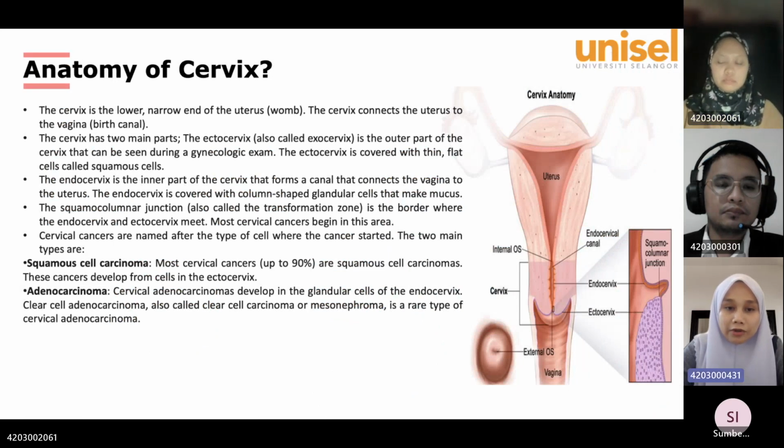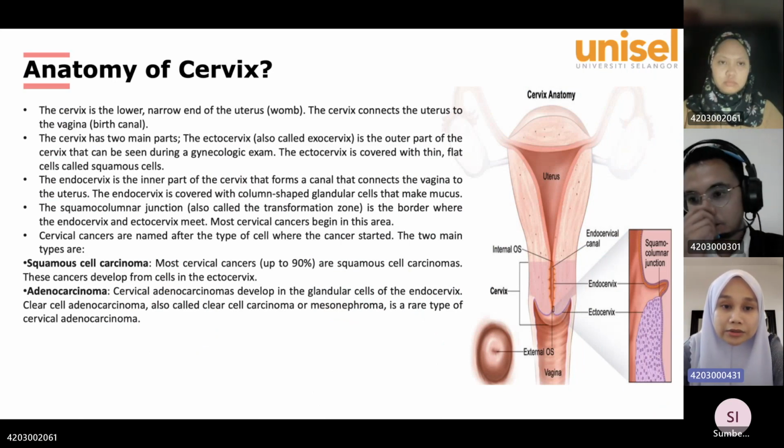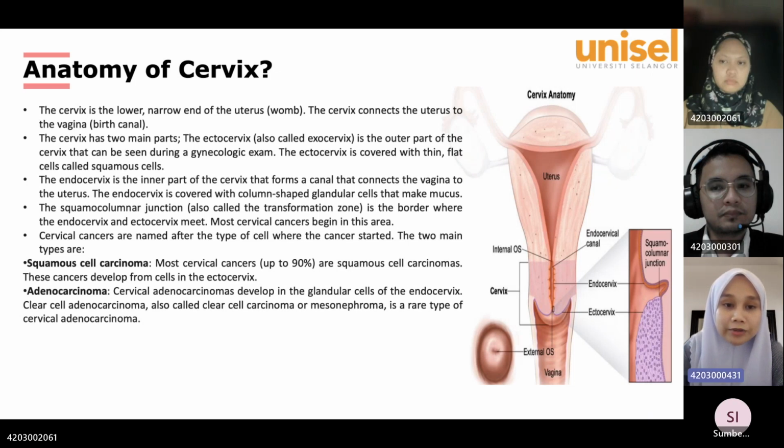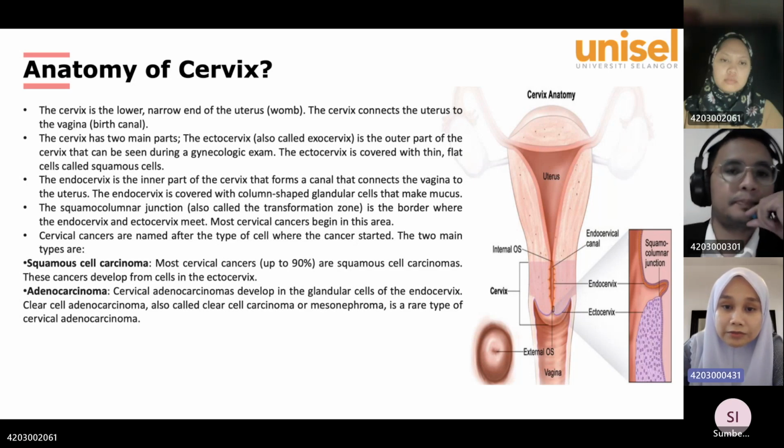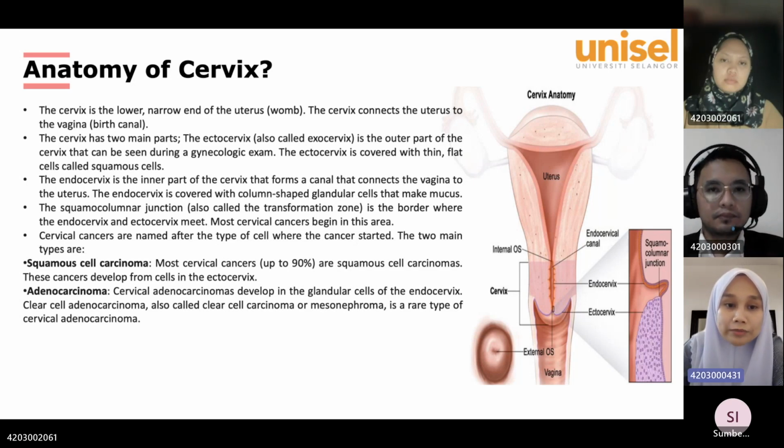Okay, first of all, let's refresh in general about the anatomy of the cervix. The cervix is the lower narrow end of the uterus. The cervix connects the uterus to the vagina. They call it the birth canal. The cervix has two main parts, the ectocervix and endocervix. The ectocervix, which we also call the exocervix, is the outer part of the cervix that can be seen during gynecology examination. The ectocervix is covered with thin flat cells called squamous cells.